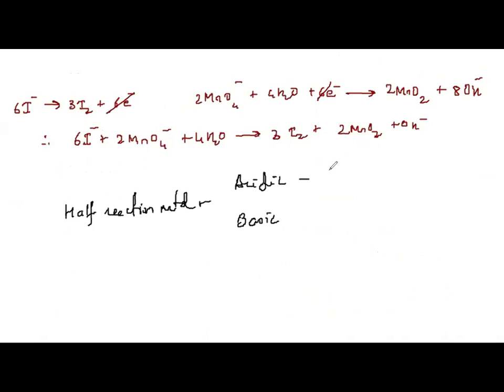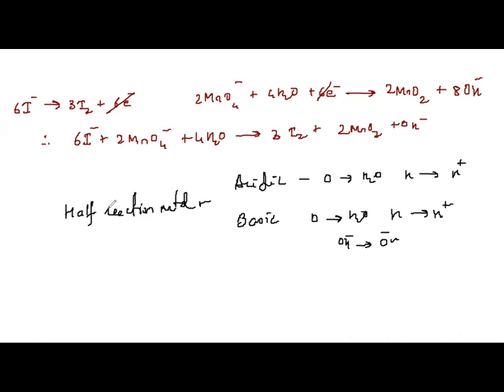In acidic medium, for balancing oxygen, write equal number of water molecules on the other side. For balancing hydrogen, write equal number of H plus ions on the other side. Basic medium, same thing. For balancing oxygen, write equal number of water molecules. For balancing hydrogen, write equal number of H plus ions. Then how many H plus ions you have written? That many OH minus ions on both the sides of the reaction. Then cancel out. See how many water molecules it forms. Remove out the common water molecules. Then you will get balanced oxygen atoms and hydrogen atoms for the reaction.